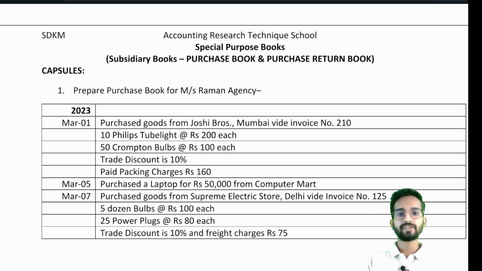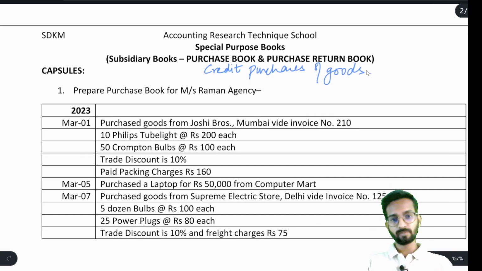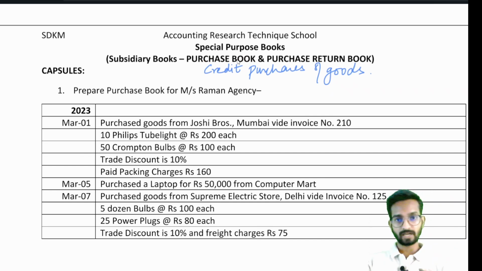Hello everyone. In this video, we will be learning about purchase book. Now understand, in purchase book, we record only credit purchases of goods. Only credit purchases of goods. The two important things are, first is only credit purchases. If there is any cash purchase, that will go in cash book. Simple. And credit purchases of goods.